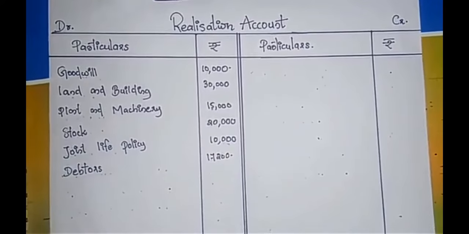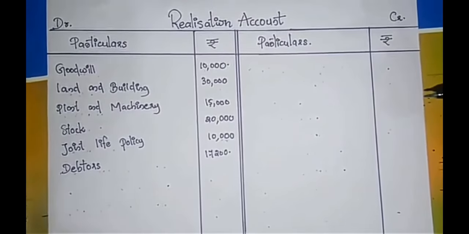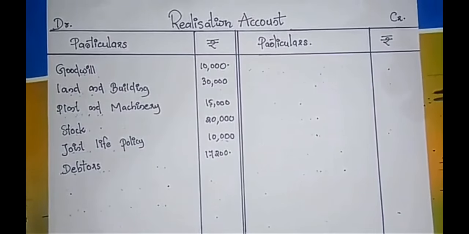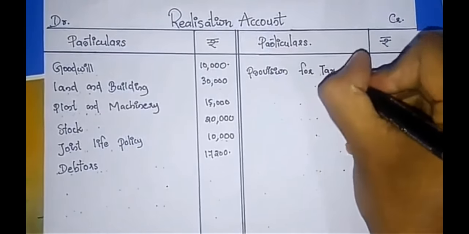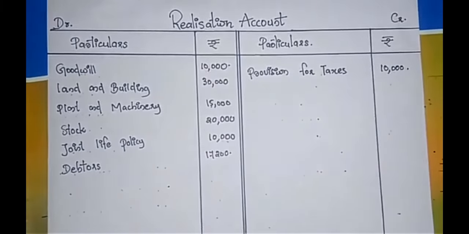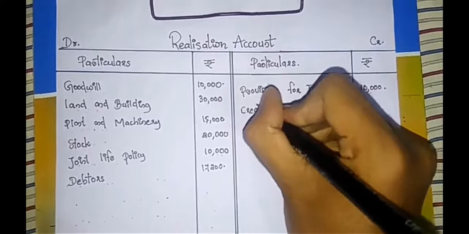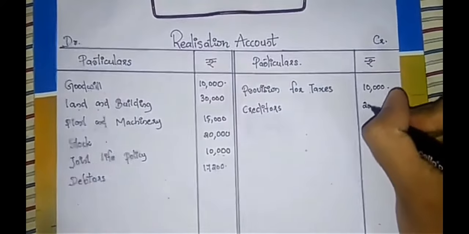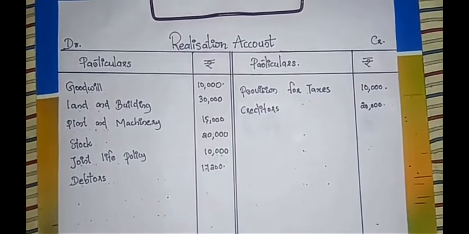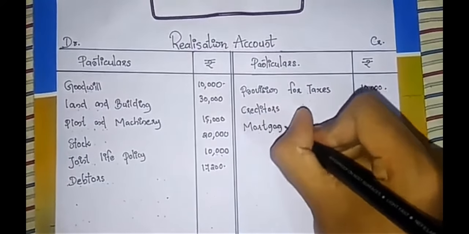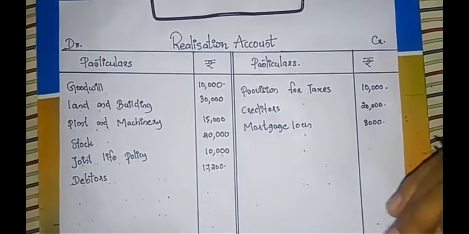I wrote all the assets in the debit side. Now we have to write all the liabilities in the credit side. First item is provision for taxes rupees 10,000. Next item is creditors rupees 20,000. Next item is mortgage loan rupees 8,000. I wrote all the liabilities.